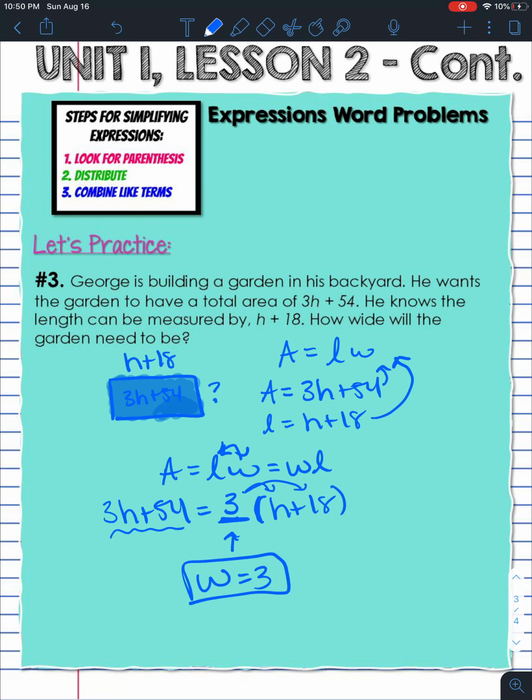Okay? So you have a set of problems that are posted. I want you to go ahead and start working through them. You have types of all 3 of these. If you have questions, please, please, please reach out. Email me or catch me on Remind.